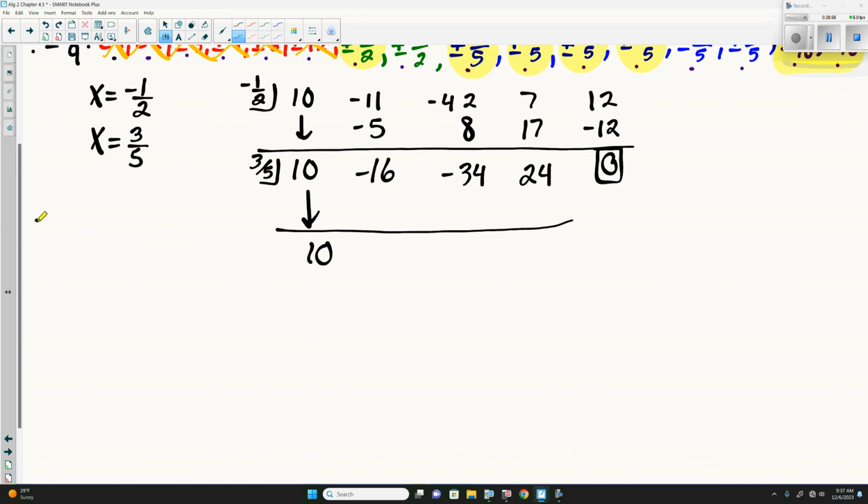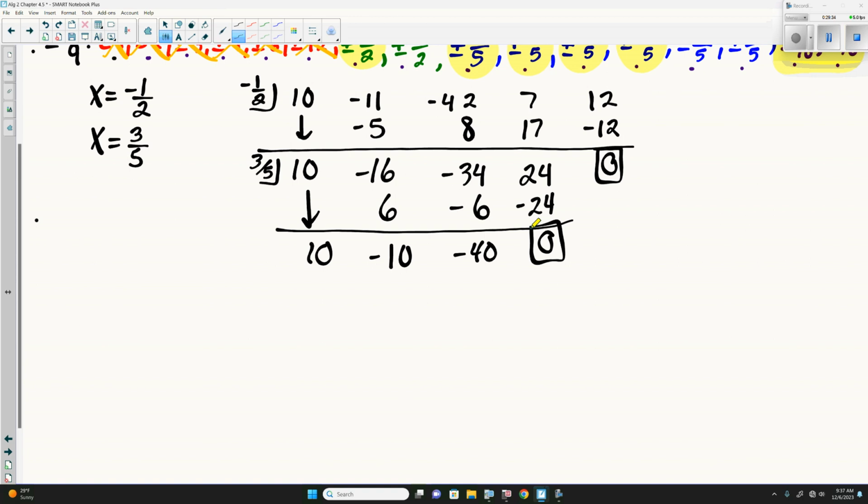Because 3/5 times 10 is going to give us 6. Negative 16 plus 6 is negative 10. 3/5 times negative 10 is negative 6. Negative 34 minus 6 is negative 40. 3/5 times negative 40 is negative 24, which gives us 0. One reason I can do this one a little bit easier is because I did it 3 times yesterday. So a little bit of an advantage.